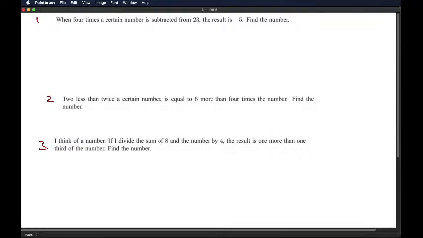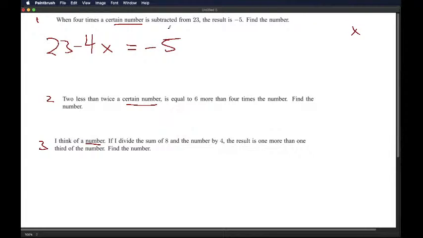So, when 4 times a certain number is okay. So when they always talk about a number, I think of a number, you have to define your number. That's the main thing with word problems, right? So when 4 times a certain number is subtracted from 23, so 23 subtract, the result is -5.